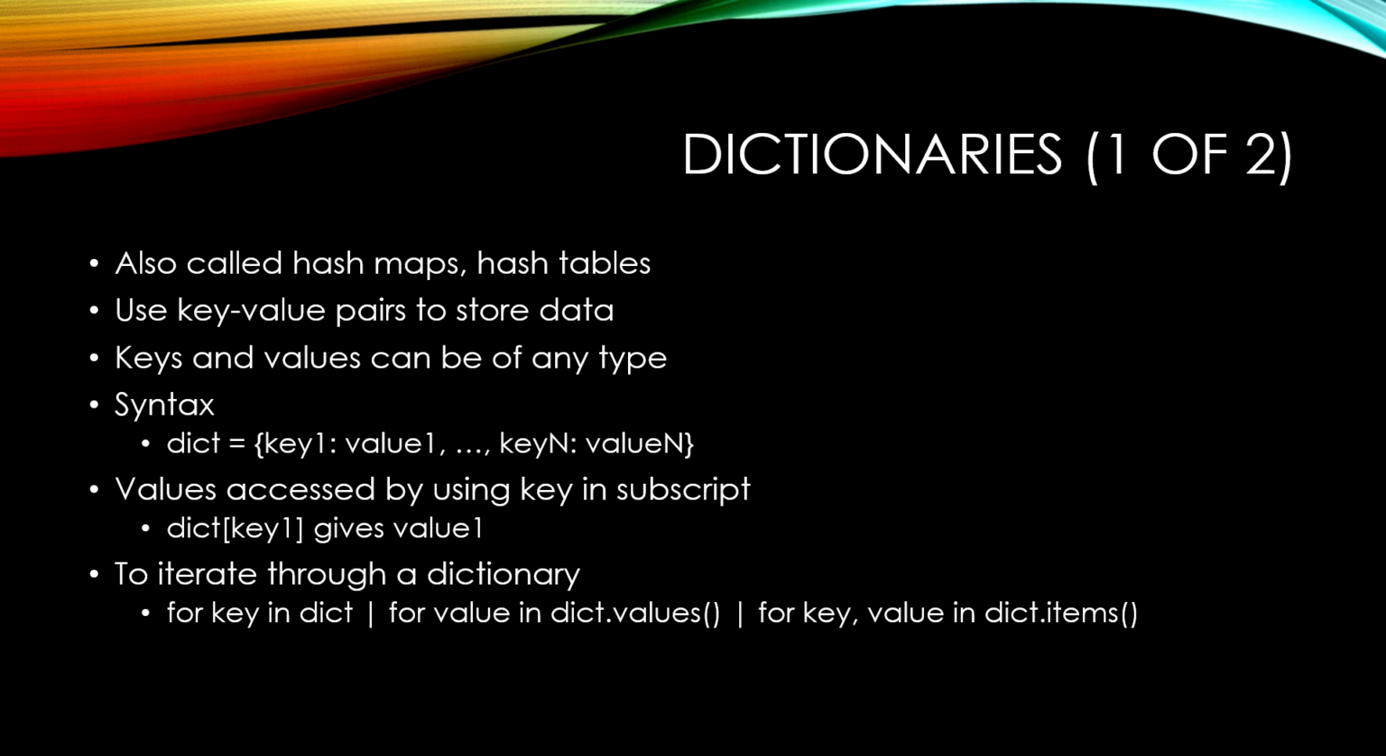To iterate over a dictionary, we have a few options. You can say for key in dictionary, and that's going to loop over all the keys. You can say for value in dictionary.values, and the values function is going to give you a collection just containing the values within the dictionary. Or we can say for key, value in dictionary.items. Items is going to return information for both key and value.